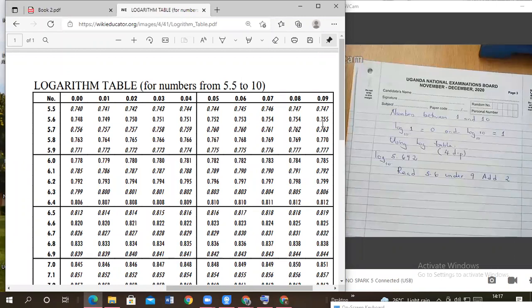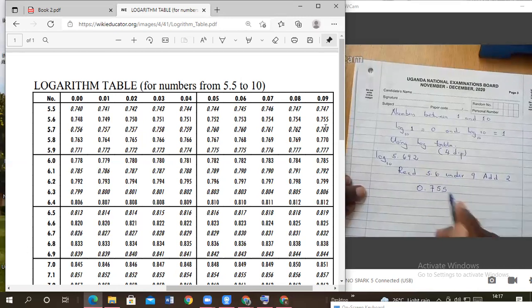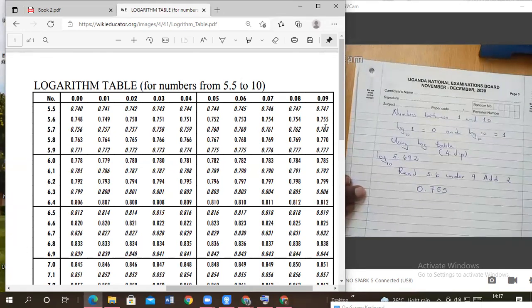What is 5.6 under 9? The answer is 0.755. Then we are adding 2, but you see that this log table does not have a column for add. So if they give you something like that, you round it off. It depends on the table you have, but the one that you have has that part of add.